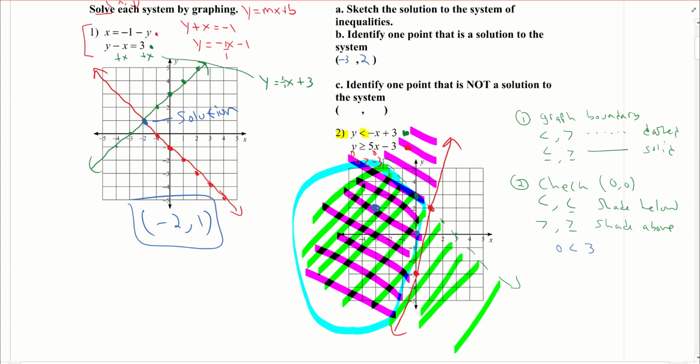And then we want to identify one point that is not a solution, and this is just picking a point that's not in that dually shaded region. I'm going to pick a point down here just to emphasize that it can be in one of the shaded regions. It just can't be in both the shaded regions. And so 3, -2 is not a solution to the system. It's a solution to that first equation, but not the second one. Okay, so that's that one.